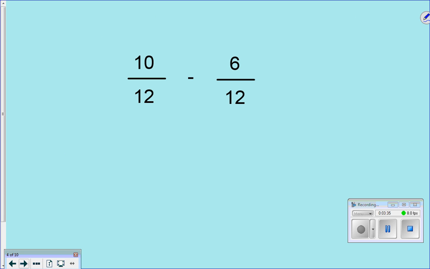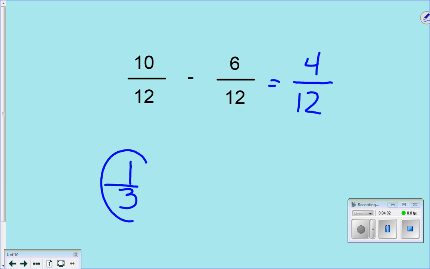Same thing with subtraction. Am I going to change the whole? Can I change the 12? Because I'm not going to make it all of a sudden 0 pieces of my pie. So 10 minus 6, that's going to stay 12. 10 minus 6 is 4. Now you need to reduce every time. You have to reduce. That's just how it is. If you can reduce, you always reduce, unless I tell you differently. What's 4/12 reduced? 1/3. Nice job. So 1/3 would be my answer.